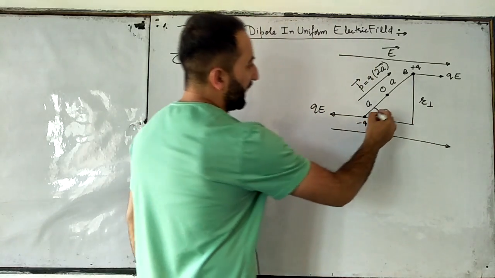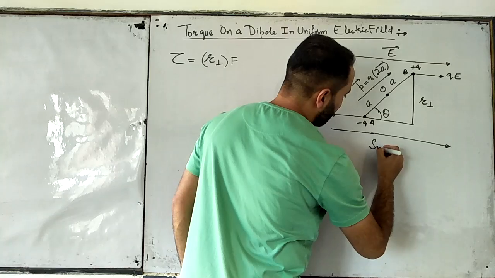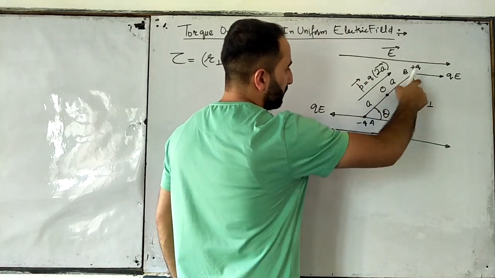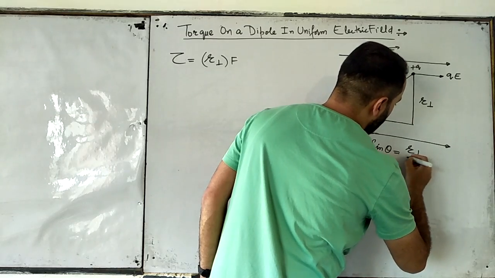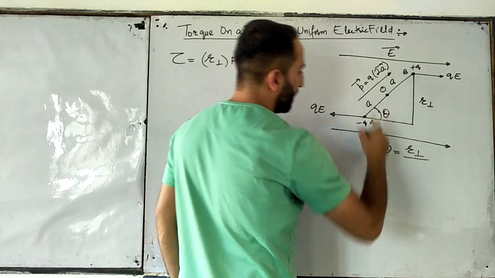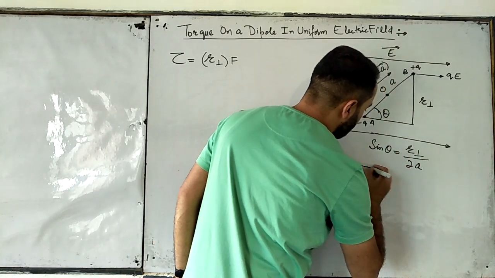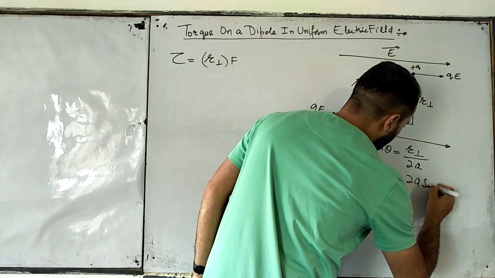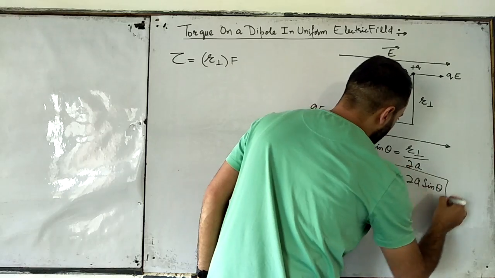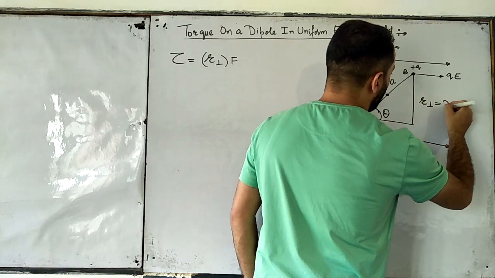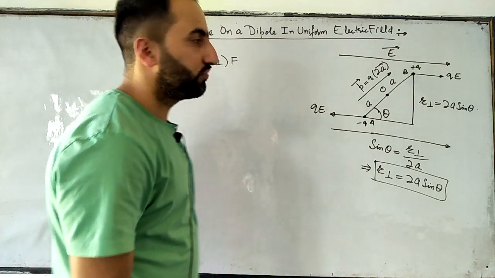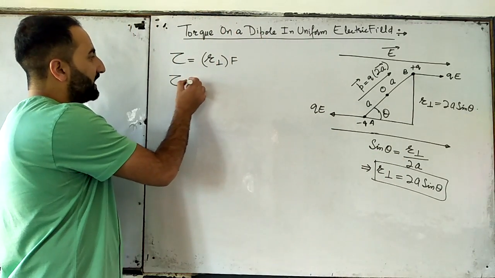Now if I use sin theta here, sin theta is equal to perpendicular divided by hypotenuse, and the perpendicular is r perpendicular, divided by the hypotenuse. What is it, beta? A plus A is twice A, which means this r perpendicular is equal to 2A multiplied by sin theta. So this is the perpendicular distance, equal to 2A sin theta. This is the perpendicular distance between the two forces. Okay, beta?